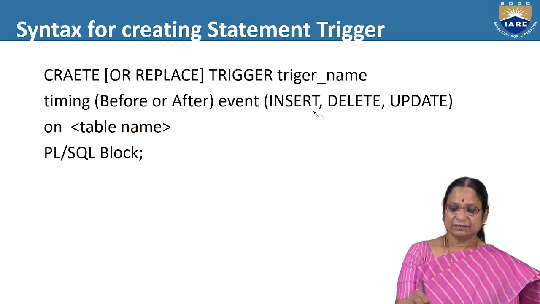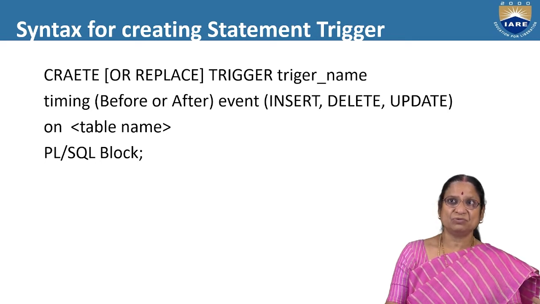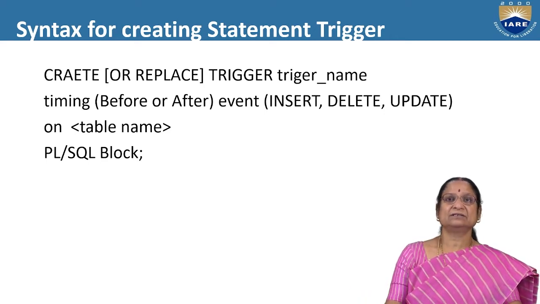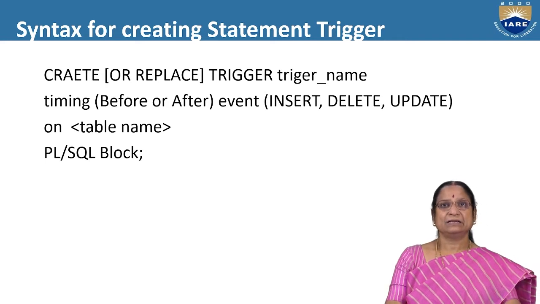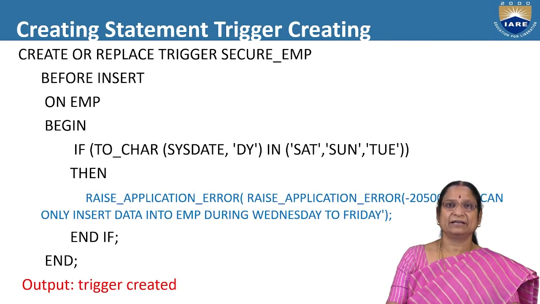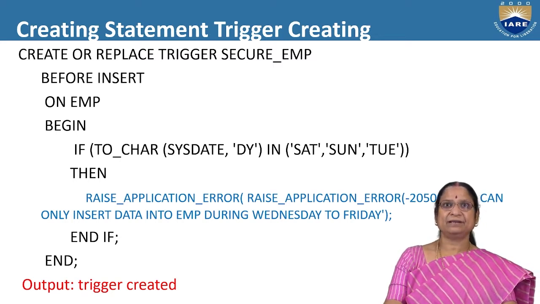So here, depending on before or after, the trigger will get fired and the action will take place before insertion, before deletion or before updation. If you are using after, then once the action takes place, after that the trigger is going to be fired. So once the event is considered, first the insertion, delete or update process is completed, then the respective actions are taken depending upon the timing. Example here, creating a statement trigger.